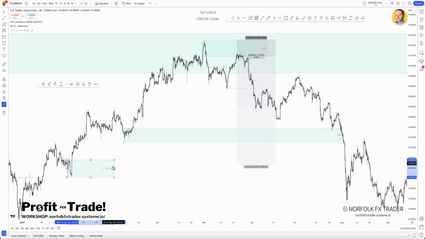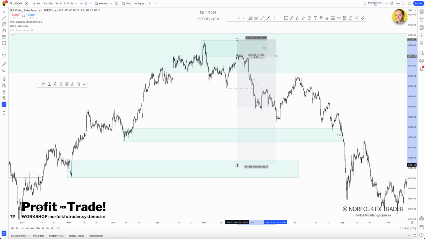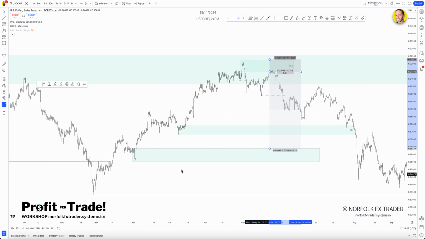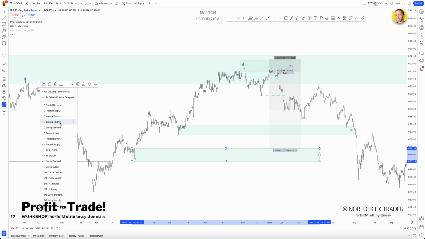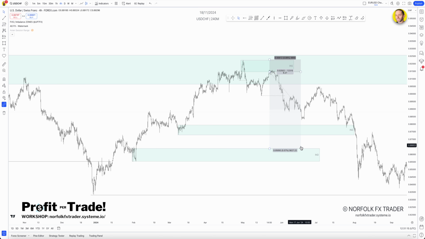So there'll be another area of demand here where you look for price to run to, okay, once we run through this area of demand. And you continue to do that until price eventually runs this weak low down here of the swing move. This is your internal demand on the way down. So we have internal demand.